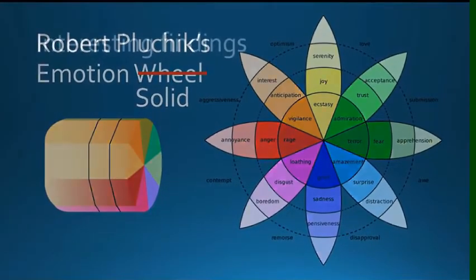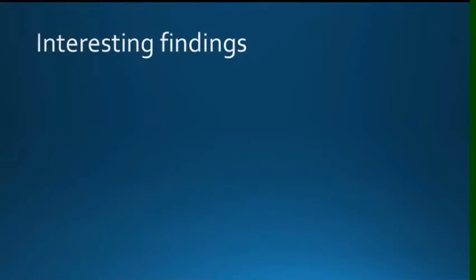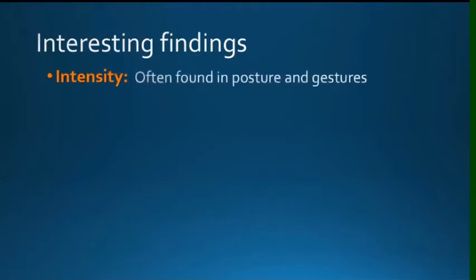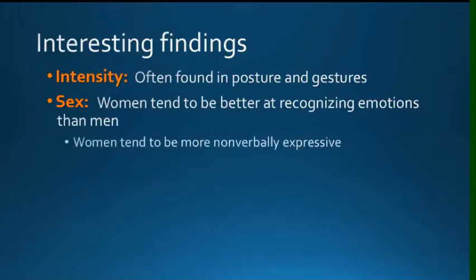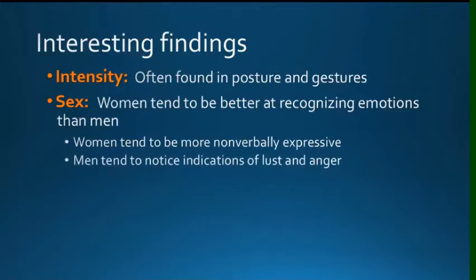Let's end with some interesting findings about emotions. Interesting, but perhaps not surprising. If you want to estimate the intensity of an emotion, pay attention to posture and gestures. As an example, someone who is angry tends to gesture very quickly and sharply. Women tend to be better than men at recognizing emotions, particularly ones related to vulnerability, oftentimes without being aware that they are doing it. And women are also more nonverbally expressive, meaning they use nonverbal cues to express their emotions. There is some evidence, however, that men are better at noticing emotions involving lust and anger.